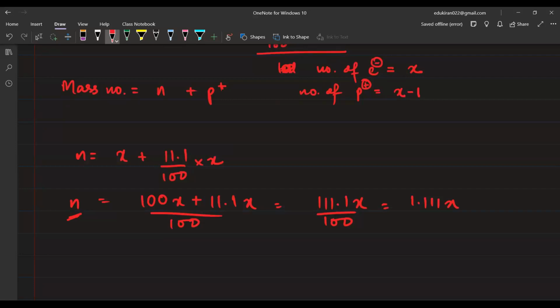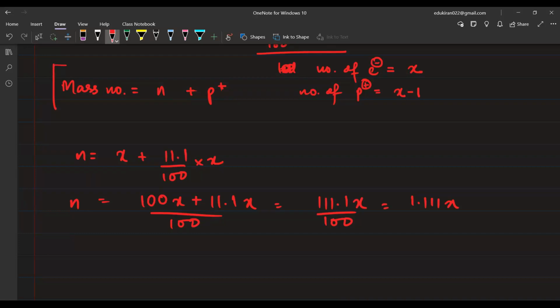Did you understand this? You have taken the LCM, we added it, then we divided this by 100. So we got 1.111x. Any problem? No, sir. No problem. Okay. Fine.